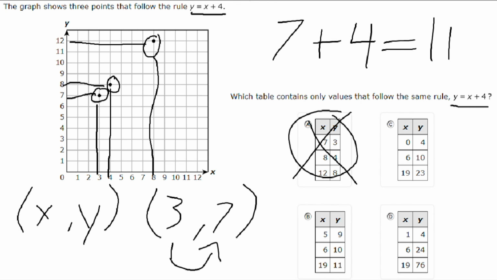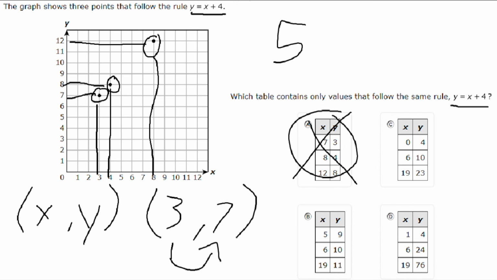Let me erase this. Let's try answer choice B. Answer choice B says that x is 5. To get to y, we need to add 4. So our y should be 9. So it checks out for our first set of coordinates. This is correct. Let's check out our second one.